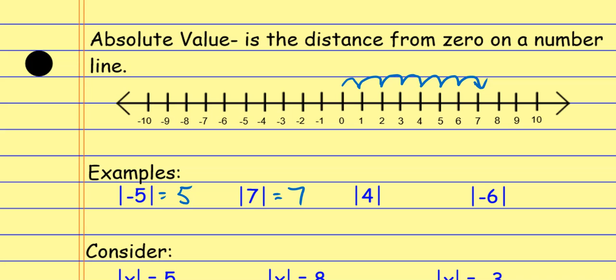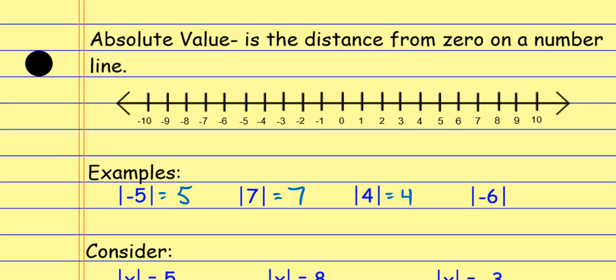And we're just simply saying, hey, how far away is -5 from 0? Well, it's 5 spaces away. How far away is 7 from 0? Well, it's 7 spaces away. And so the next question, how far away from 0 is 4? The absolute value of 4? Well, that would be 4 units away. So the absolute value of 4 is a 4.